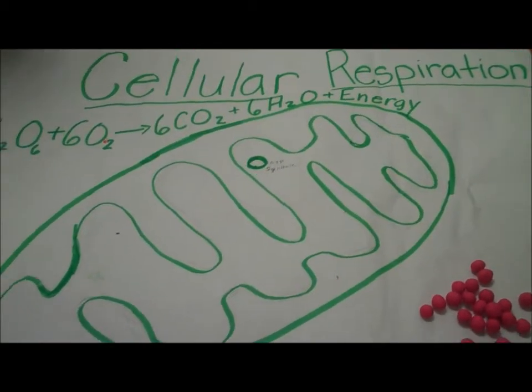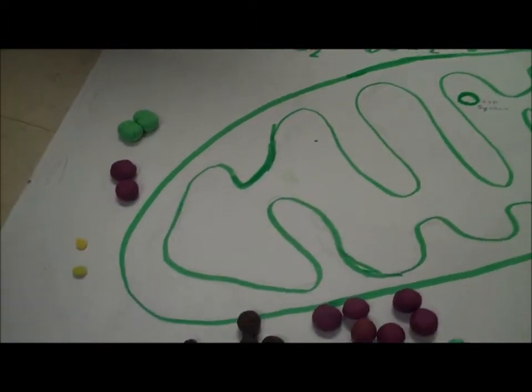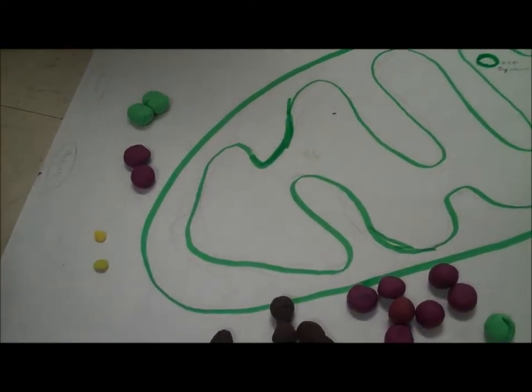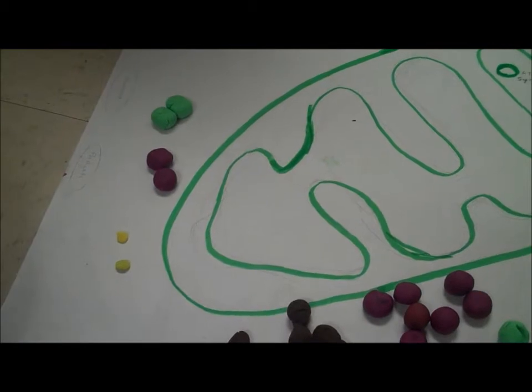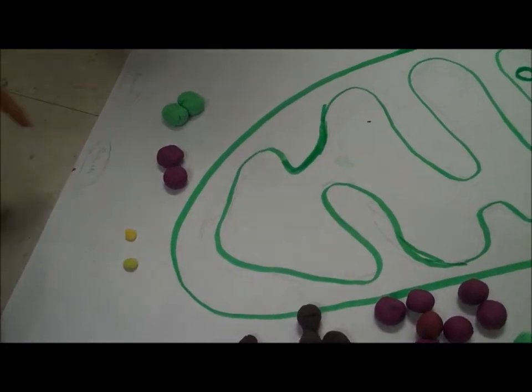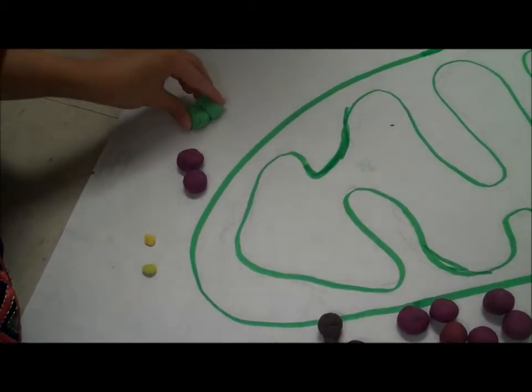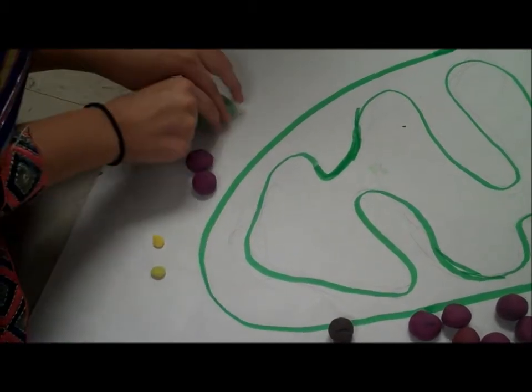Glycolysis. The first process of cellular respiration is glycolysis, which occurs in the cytoplasm. In this step, the glucose molecule splits and forms into two pyruvates. This is the glucose molecule.